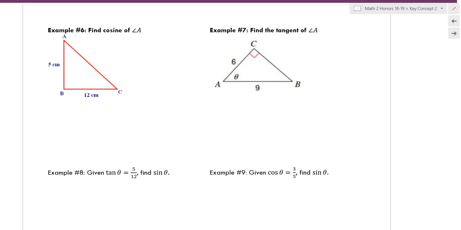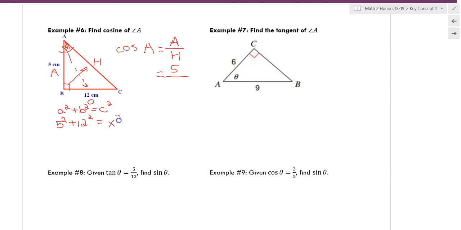Example number 6, find the cosine of A. So, here's my right angle, it's not in there. I have my hypotenuse, my opposite, and my adjacent. So cosine of A equals adjacent over hypotenuse, which equals 5 over blank length. So a squared plus b squared equals c squared. 5 squared plus 12 squared equals x squared.